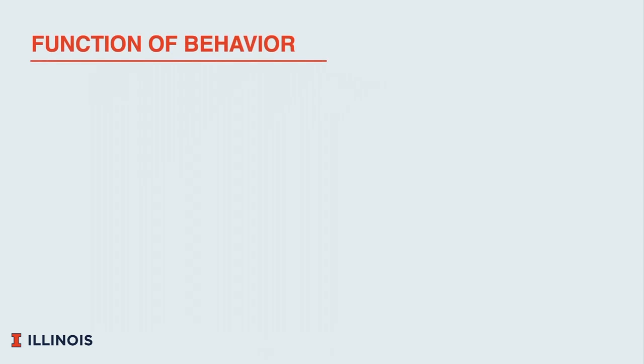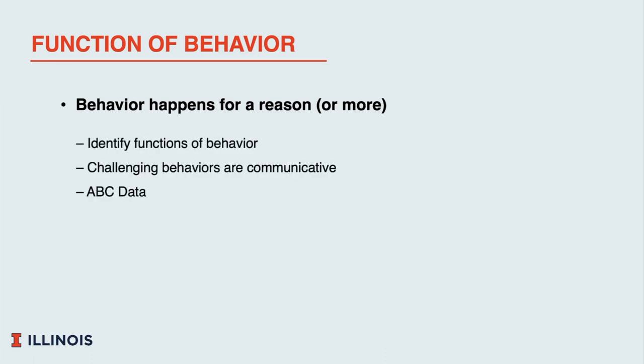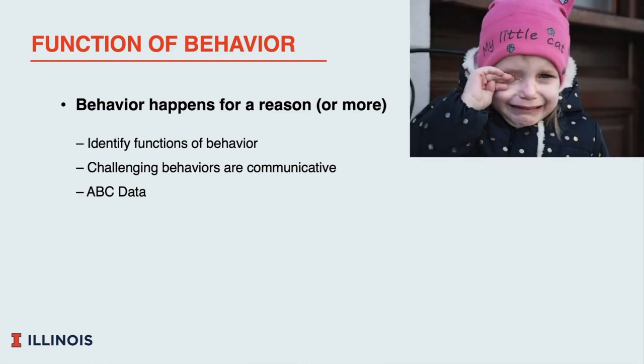Since now we know the behavior is learned through one of three consequences, reinforcement, punishment, or extinction, it is important to understand what the behavior is telling us. All behaviors happen for at least one reason, and we call these reasons functions of behavior. Children often effectively get what they want with challenging behavior. The consequences of these challenging behaviors can increase the chances of it happening in the future.